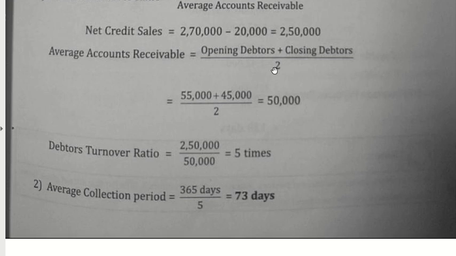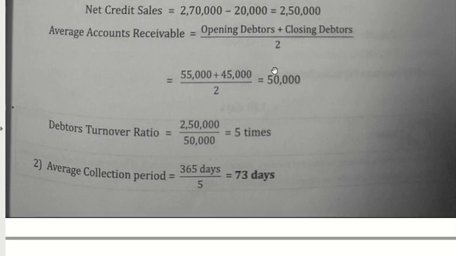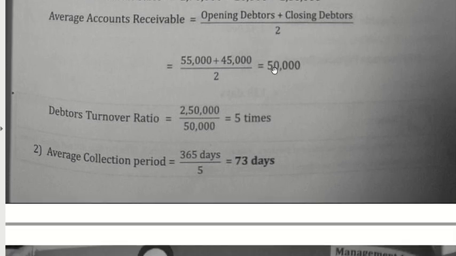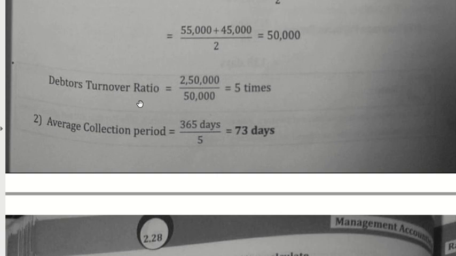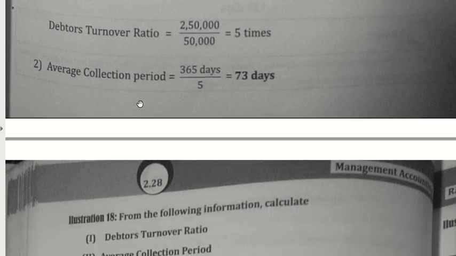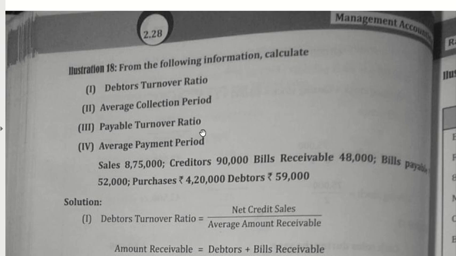Your average accounts receivable is opening debtors plus closing debtors divided by 2. So 55,000 plus 45,000 divided by 2, which is 50,000. Debtors turnover ratio is equal to 2,50,000 divided by 50,000, which we have found out. So it is 5 times. Next they have told us to calculate average collection period. So average collection period is nothing but 365 days divided by debtors turnover ratio, which is 5 times, which is equal to 73 days.